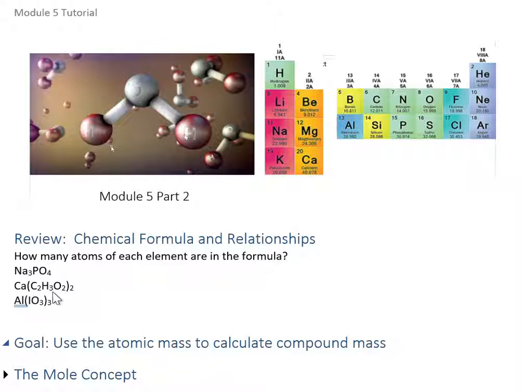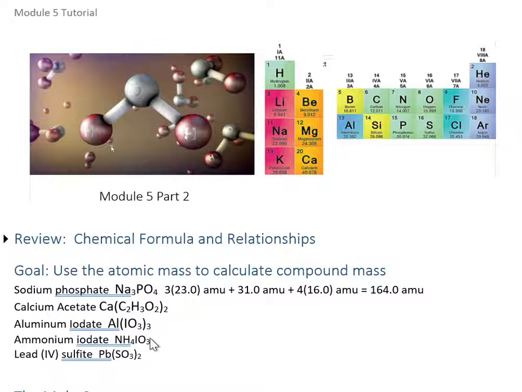And so if you want to know how many atoms of calcium are in this molecule, well, there's 1 calcium. There are 4 carbons because there are 2 times 2. There are 6 hydrogens, 3 times 2, and there are 4 oxygens. And you can calculate that for aluminum iodate. So there we have a real quick review of the chemical formula and the number of atoms. That's going to be essential if we are now going to use the number of atoms to calculate the compound mass.